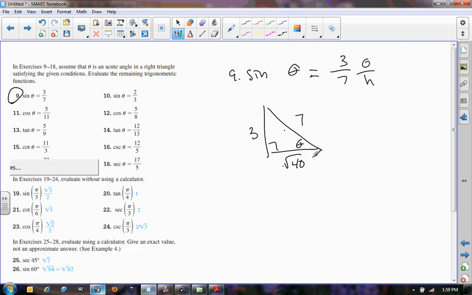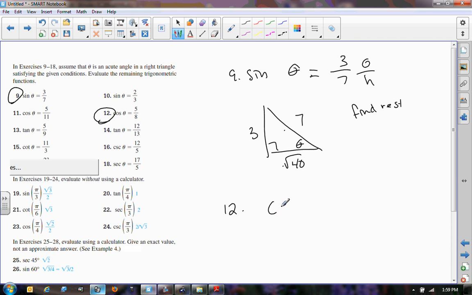So I'm going to do the sine, the cosine, the tangent, cotangent, secant, cosecant, etc. Just fill those out. 12. So you got to find all the other ones. And again, it's just a matter of which one is it? Is adjacent, square root of 40 over 7. Go to the next one.